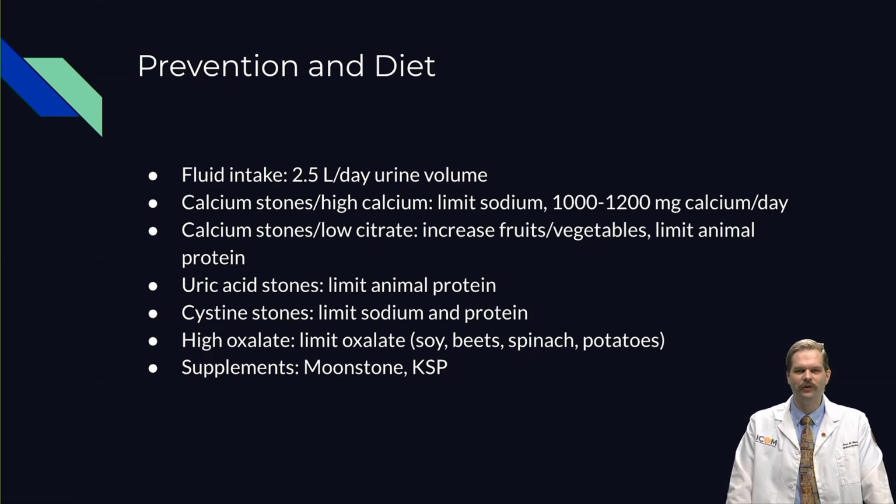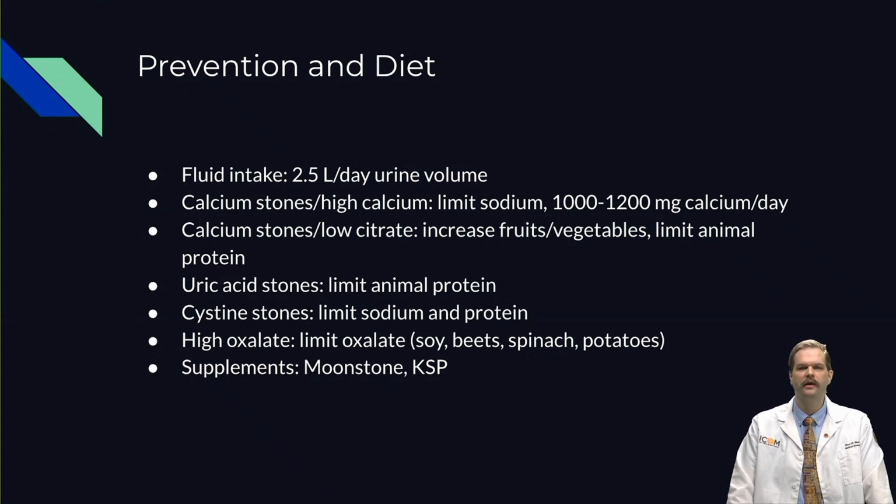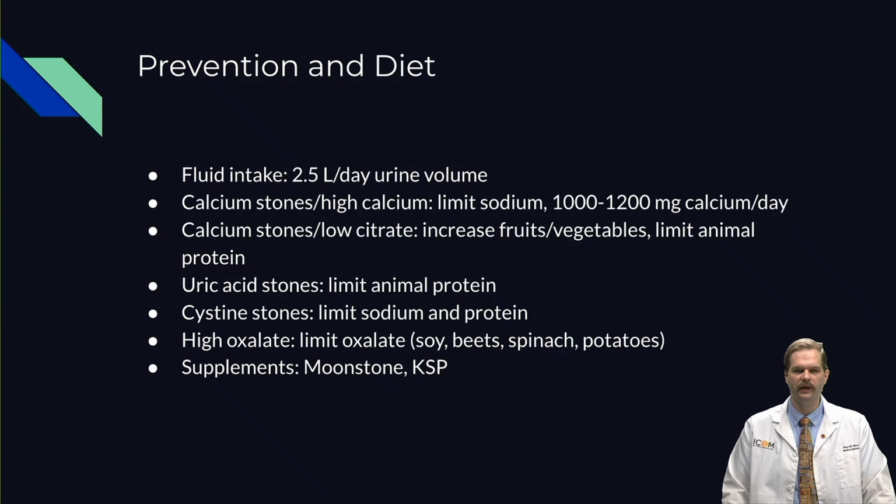Patients with calcium stones and low urinary citrate should increase their intake of fruits and vegetables and limit non-dairy animal protein. Patients with uric acid or calcium stones should also limit non-dairy animal protein. Patients with cysteine stones should limit sodium and protein intake.